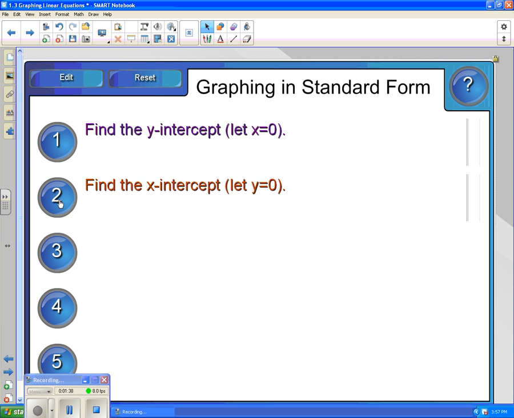When graphing a line, we just need 2 points. So once we find the y-intercept and the x-intercept, all that we have to do is draw a line. Be sure to use a straight edge and make sure your line is as straight as it possibly can be. And make sure to use arrows on the ends because we are graphing lines. We're not graphing line segments.